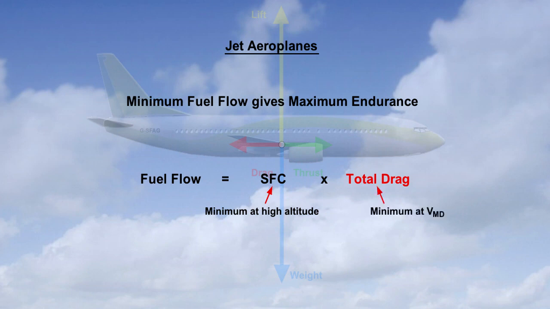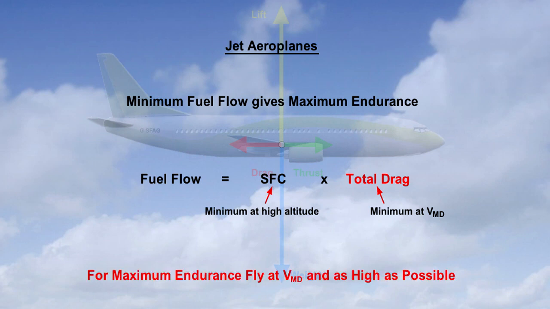To minimize drag, the jet aeroplane simply flies at the velocity for minimum drag. Therefore, VMD is the speed to fly for maximum endurance. In summary then, for a jet aeroplane to maximize its endurance by minimizing its fuel flow, the pilot would fly the aeroplane at VMD and fly as high as possible.